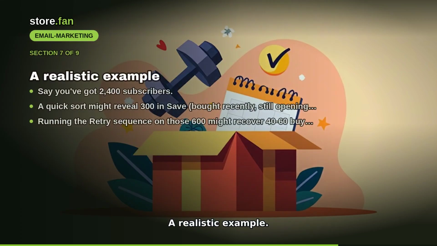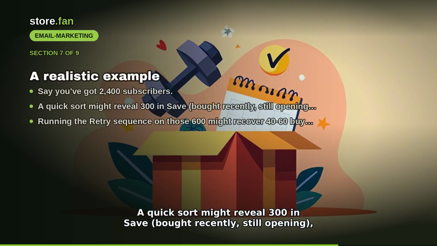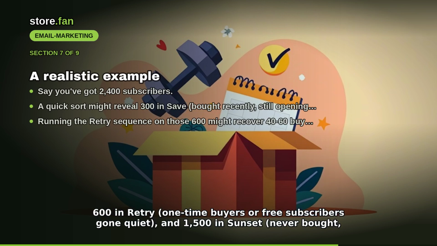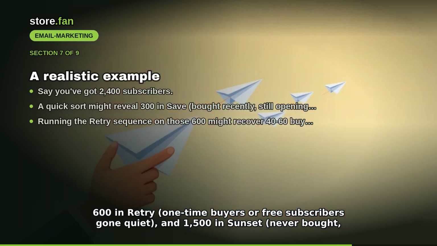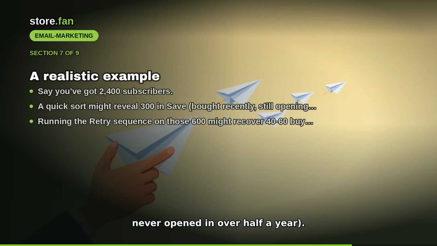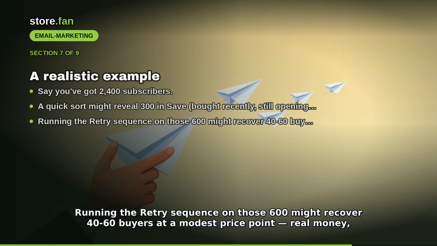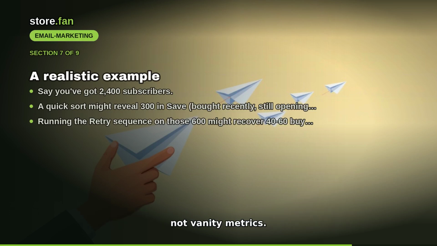A realistic example. Say you've got 2,400 subscribers. A quick sort might reveal 300 in save, bought recently, still opening, 600 in retry, one-time buyers or free subscribers gone quiet, and 1,500 in sunset, never bought, never opened in over half a year. Running the retry sequence on those 600 might recover 40-60 buyers at a modest price point. Real money, not vanity metrics.